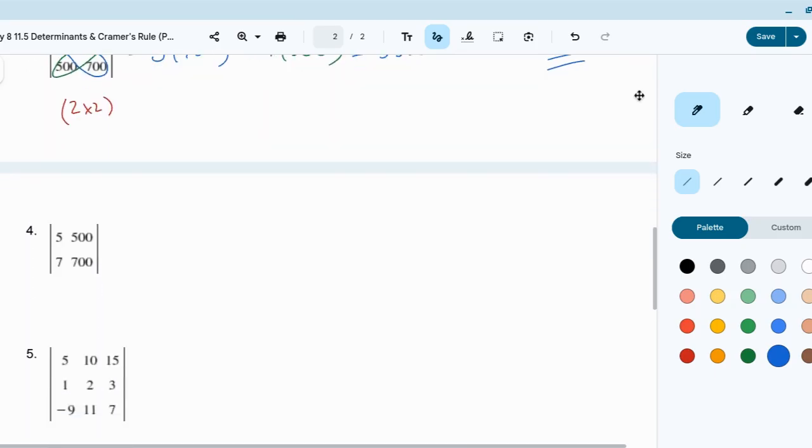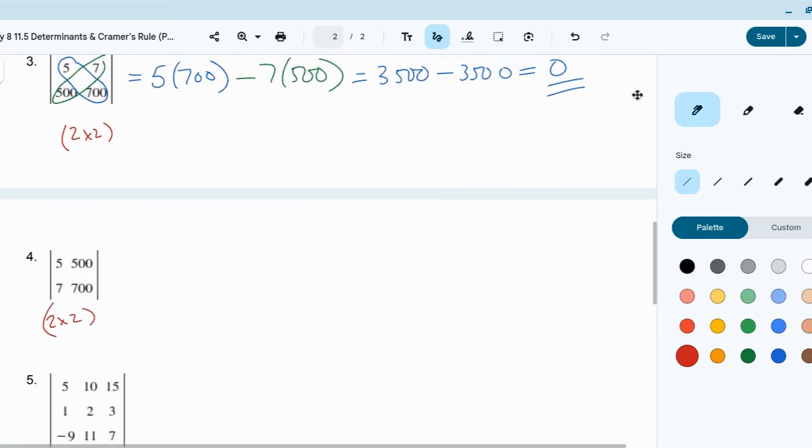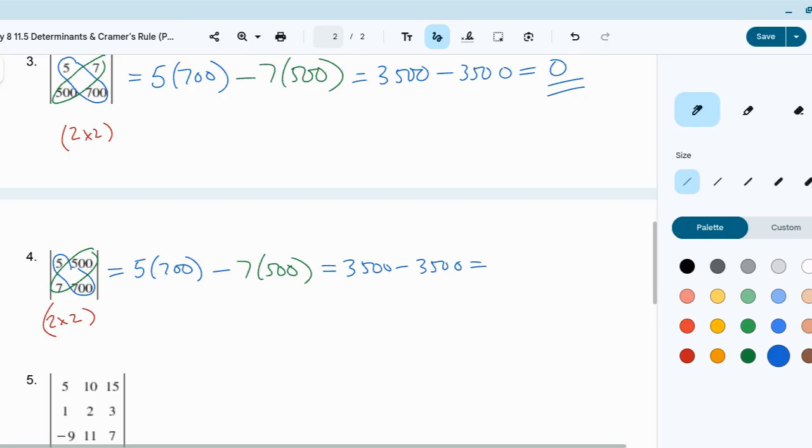As you look at this one for number 4, it's very similar to number 3. So I'll keep both on the screen so you can see them. All I did was interchange the rows and columns. And by doing that, if I multiply here, 5 times 700 minus, go in the opposite direction, 7 times 500, we're going to get 3,500 for both again. So ultimately, you got 0 for that determinant as well.